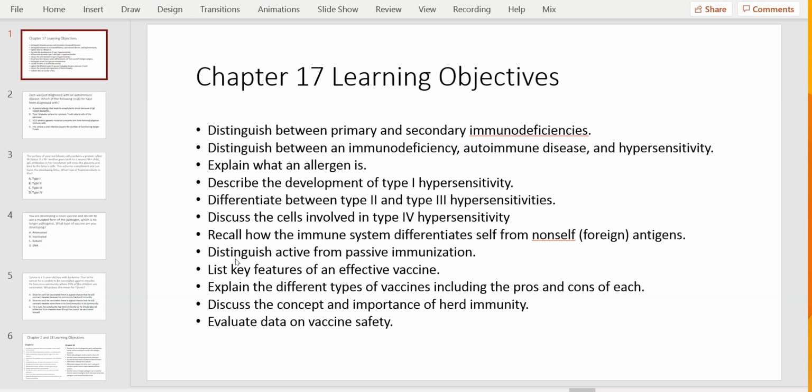We'll be looking at Chapter 17, which was the immunodeficiencies, autoimmune diseases, hypersensitivities, and vaccines. So mainly the problems of the immune system and then how we can use the immune system to benefit us. And then we'll also look at microbial pathogenesis. All right, so remember, these were your outcomes for Chapter 17. Let's go ahead and walk through some questions.